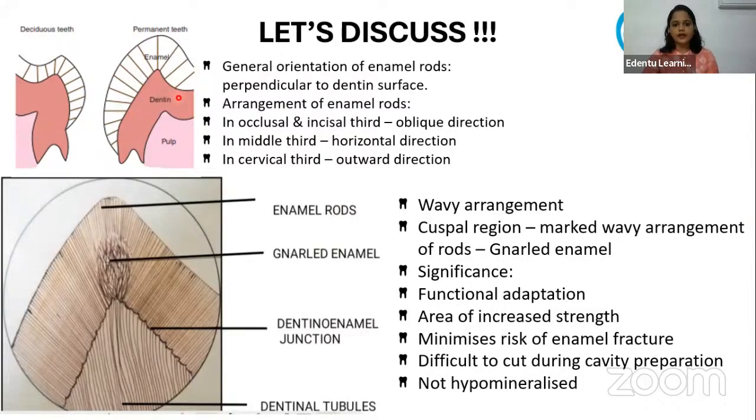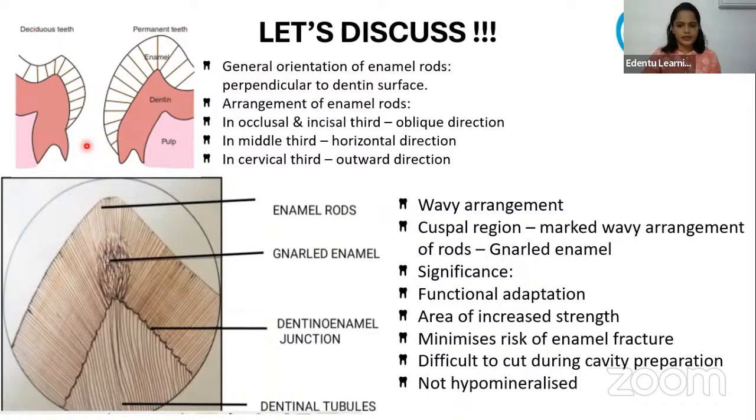Okay, but I will tell you also how it will be arranged in the occlusal and the incisal third, and then the middle third, and in the cervical third of the permanent teeth also. So this is the pictorial representation of this arrangement of enamel rods in both the deciduous and the permanent teeth. In the occlusal and the incisal third, they will be arranged in an oblique direction, whereas in the middle third, they will be arranged in a horizontal direction, and in the cervical third, they will be arranged in an outward direction.